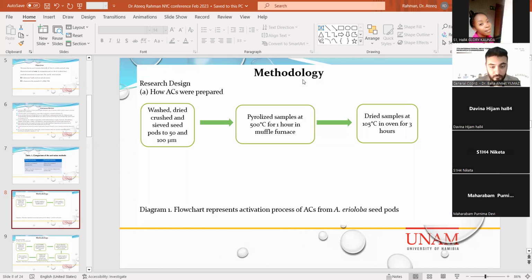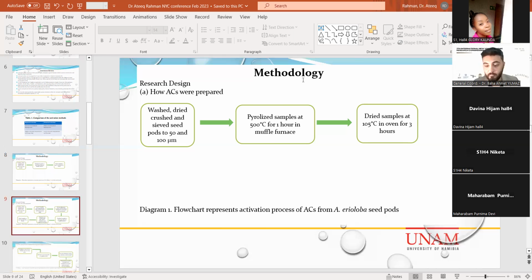Here is the methodology used for preparing the AC by the physical method. First, the acacia seed pods were collected within the University of Namibia, from behind the Faculty of Science, washed, dried, and sieved to 50 and 100 microns, and then pyrolyzed at 500 degrees centigrade for 1 hour in a muffle furnace. Then the samples were dried at 105 degrees centigrade for 3 hours.